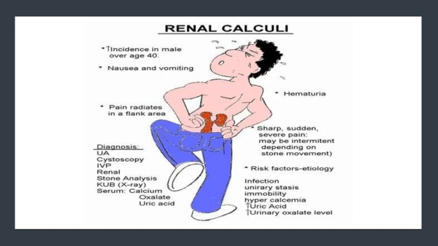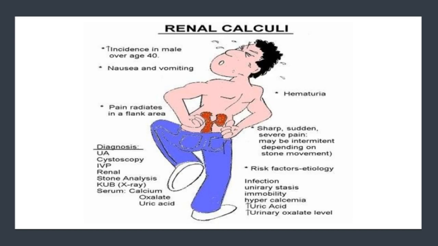Again, with the pictures here, hopefully this will solidify in your mind a little bit, but these are just common signs and symptoms of people that have a kidney stone. A lot of the times the pain is sharp, sudden, and severe. Depending on if the stone is moving within the kidney or within the GU tract, the pain may be intermittent. A lot of the time it'll radiate into a flank area.